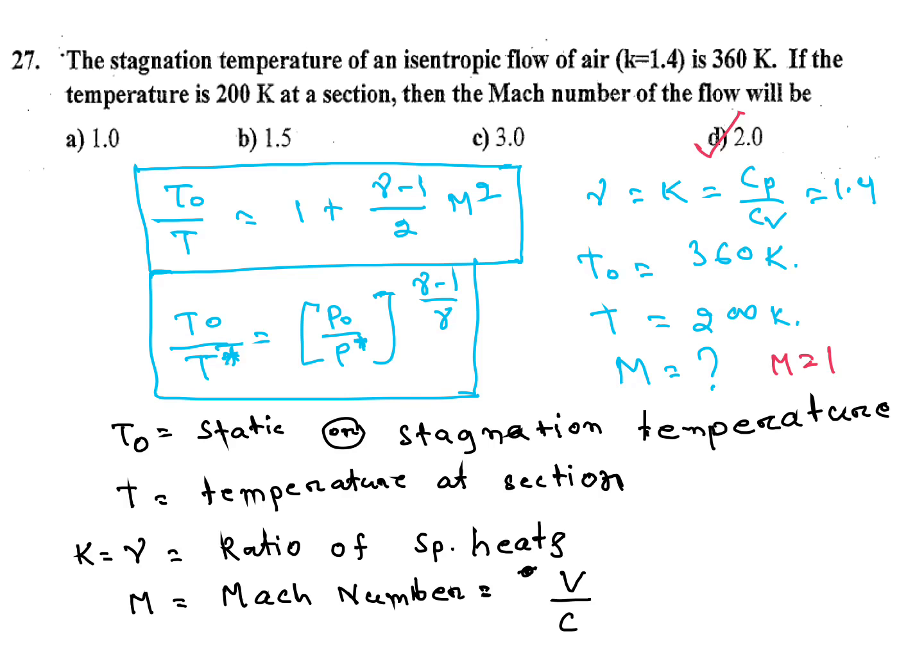Here in this second equation, T star and P star are the critical temperature and critical pressure. This is also important.